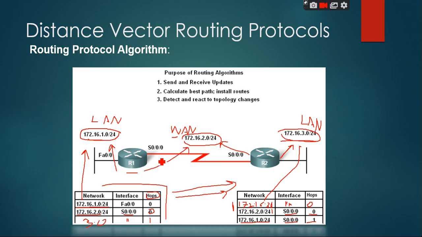Now if anyone in the LAN, let's call it LAN A, wants to communicate with LAN B, R1 knows where to forward, because R1 knows that LAN B is connected to R2. And if somebody in LAN B wants to communicate with LAN A, R2 knows that LAN A is connected to R1, so it can forward because it has the routing information. So this is known as a routing table.